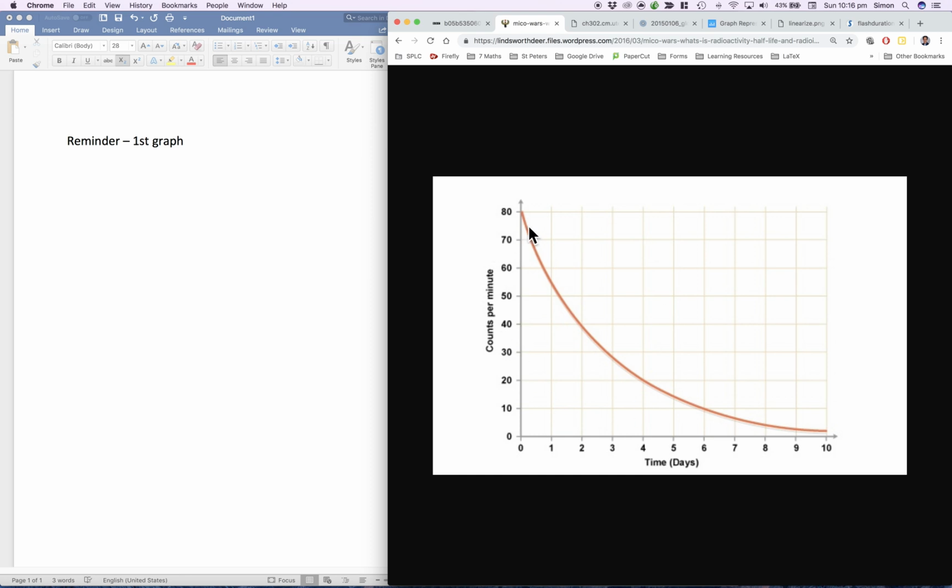This is actually a radioactive decay graph. I just don't know why they named it poorly. There should be a title up here. There should be units here. There should be things like that. A lot of things are lacking, but it gave you the rough shape.